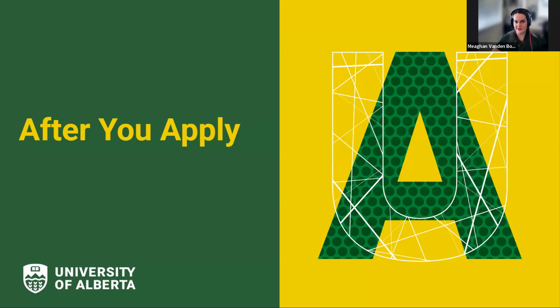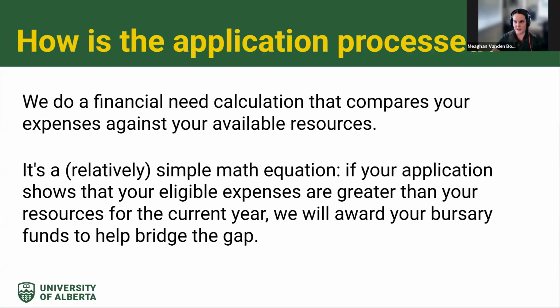So what happens next? After you've done all your work, it comes to us. I'm sure all the other coordinators are going to laugh when I say this, but it is a relatively simple math equation. We go through your application, we add up all of your eligible expenses and all of the resources that you have for this year. If your eligible expenses are greater than your resources, we give you funds to meet that gap. So what I was saying earlier, if your expenses are $10,000 and you have $7,000 in resources, we're going to give you $3,000 to help you bridge that gap.